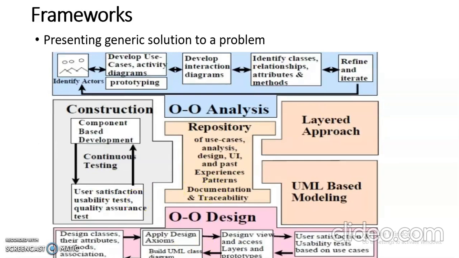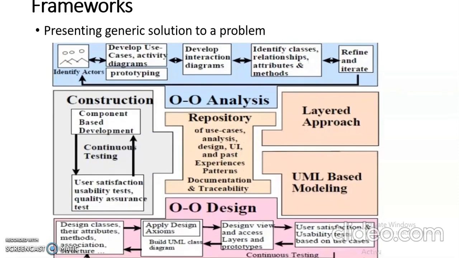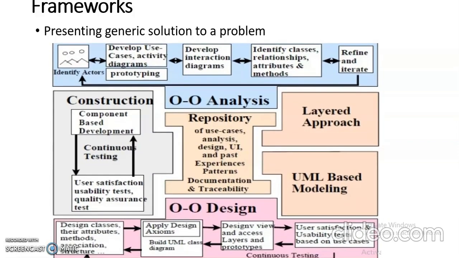The last one is frameworks. A framework provides a generic solution to a problem. It is categorized into some types. Object oriented analysis is the topmost part, and below it we have object oriented analysis and design, and the construction, UML based modeling, and the layered approach. All these combined together are called repositories. We know the steps in OOA: identify the actors, use cases, interaction diagrams, class diagrams, and iterate it. It will be repeated.